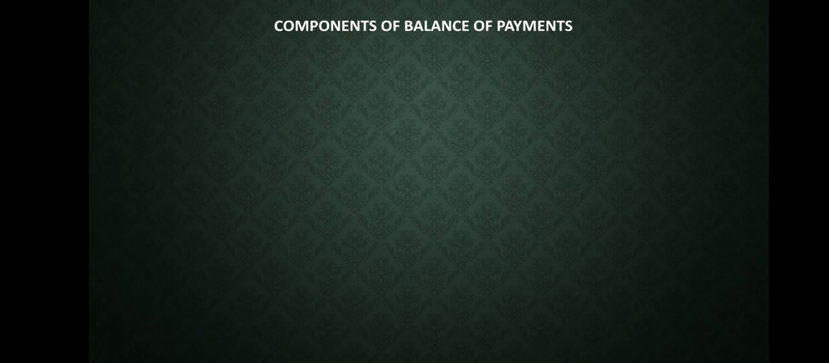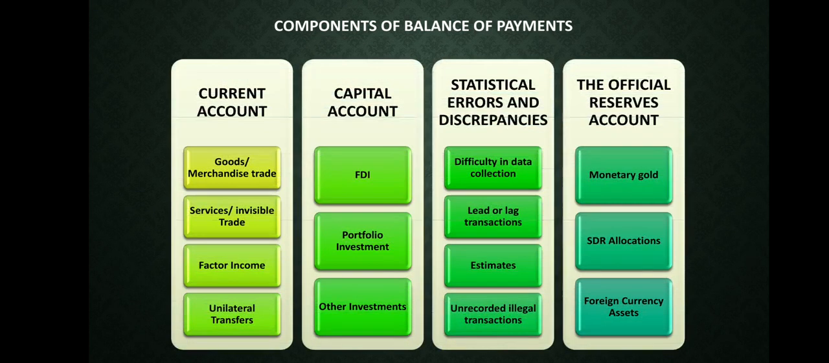The balance of payment statement covers and records all types of international economic transactions that a country engages in over a certain time period. Based on the type of transactions, the balance of payment sub-accounts are as follows: the current account, the capital account, the statistical errors and discrepancies, and the official reserves account.